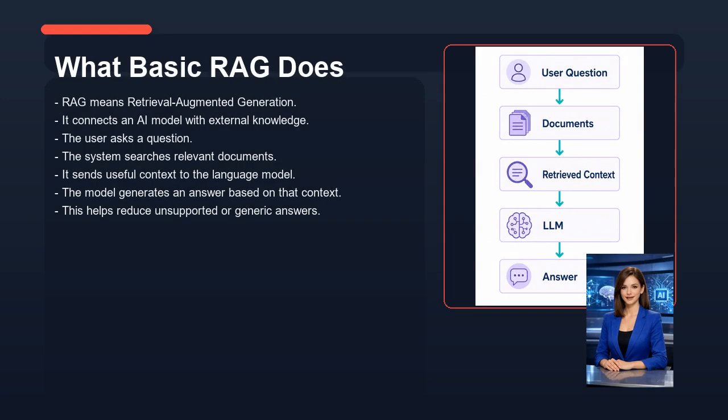Now let's look at what basic RAG does. RAG means Retrieval-Augmented Generation. It connects an AI model with external knowledge. The user asks a question. The system searches relevant documents. It sends useful context to the language model. The model generates an answer based on that context. This helps reduce unsupported or generic answers.